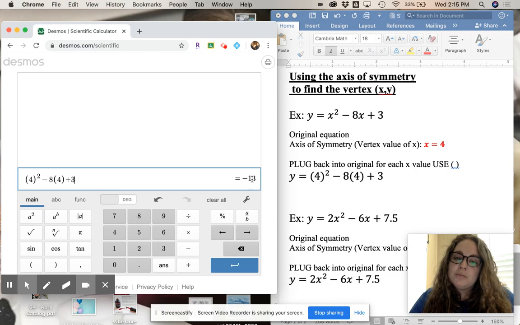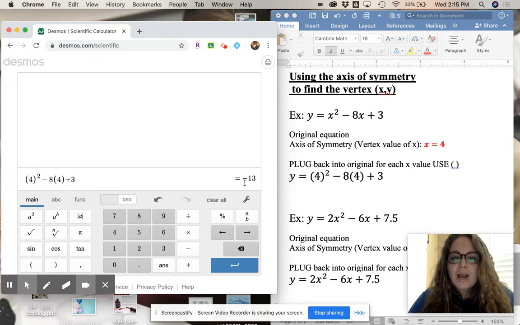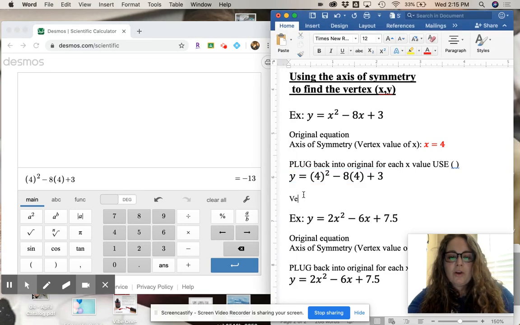And notice that as I'm doing that, again, that's making those calculations for me so I can see those. Okay, so my y value of my vertex is -13. So I would go back over here. My vertex is written as the x value first, which was -4, and then the y value, which we just calculated, which was -13. So that would be my answer. -4, -13 is my vertex.